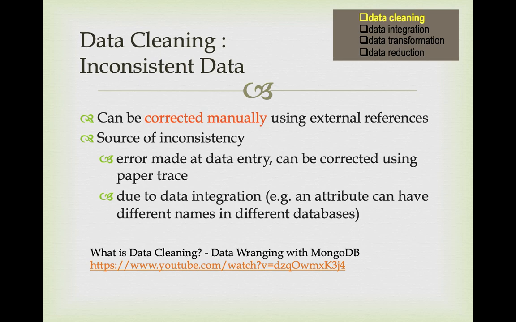Data cleaning, still in data cleaning, inconsistent data can be corrected manually using external reference. The source of inconsistency may come from errors made at data entry, which can be corrected using paper trace. It may also be due to data integration, for example, an attribute can have different names in different databases. Okay, why data cleaning? You can refer to this YouTube video for clear understanding.